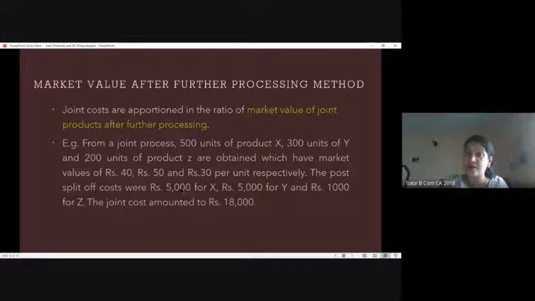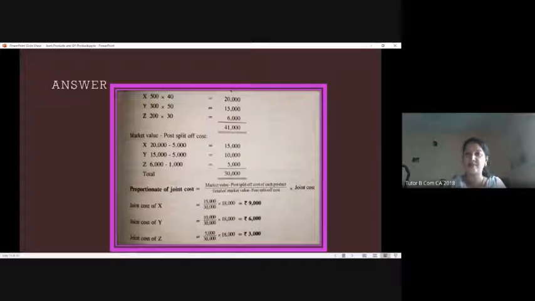Now, how do we compute the market value in this case? It's very simple. We have 500 units of X, which carries a market value of rupees 40 per unit. So how do we calculate? 500 into 40. Same as the case with Y, it would be 300 into 50. Same for Z, it would be 200 into 30. Now we will have to adjust it with the further processing cost before we go with the apportionment. Okay, now let's see how we do it. So here, this is the market value which we have computed. That is 500 into 40, it's already given in the question, 300 into 50 and 200 into 30. We get the total of the joint products market value as 41,000 at the time of splitting off.